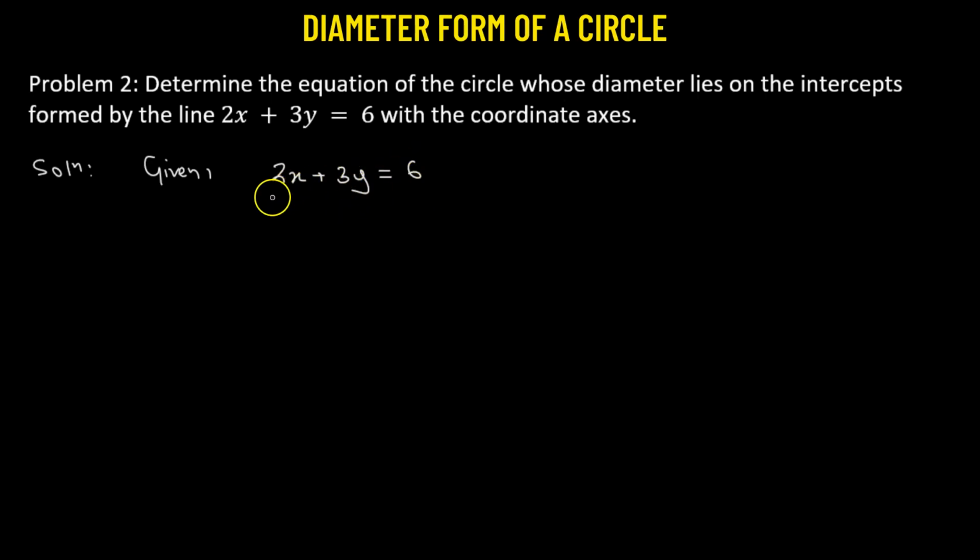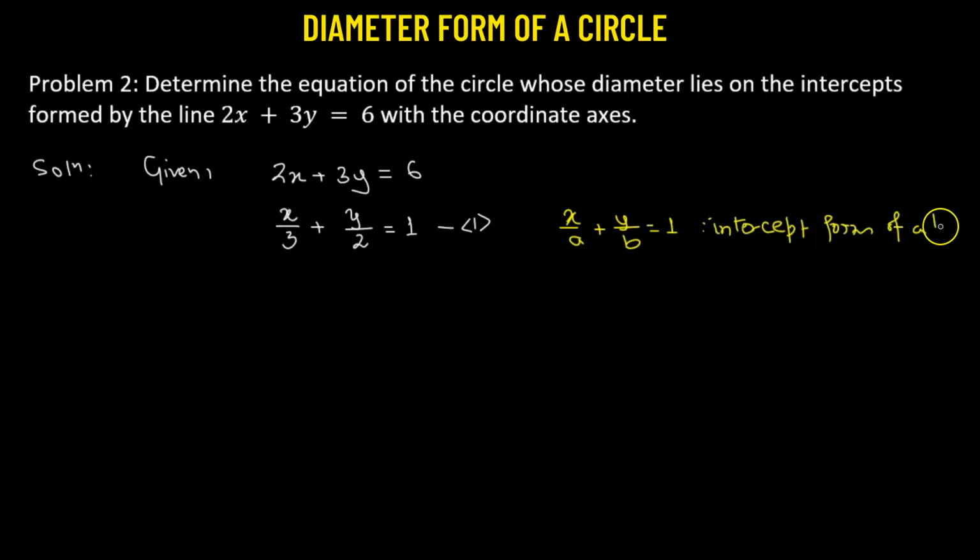What we'll do? We'll divide throughout by 6. So we have 2x over 6, so that becomes x over 3, plus we have 3y over 6, so that gives us y over 2 equals 1. Let's call it number 1. Now this is the intercept form of the line. So the intercept form of the line is given by x over a plus y over b equals 1. Now here, a represents the x-intercept and the b value represents the y-intercept.